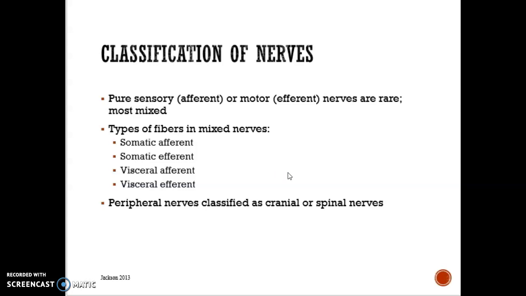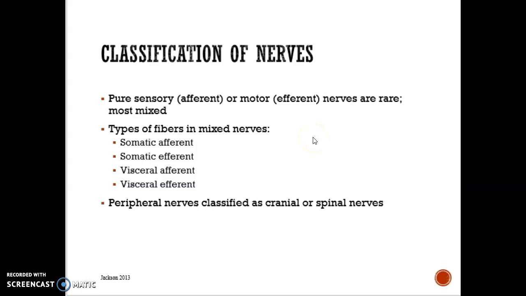Some nerves that we're going to find are purely sensory. Some nerves are purely motor. However, most of the time, what you're going to find is that these motor and sensory nerves are going to be mixed, and that's because they have the ability to send and receive signals, and they're able to communicate effectively with different parts of the body. There are, however, these areas in the body that have just somatic or just visceral. Remember, somatic mostly means going to voluntary versus visceral is going to involuntary structures.